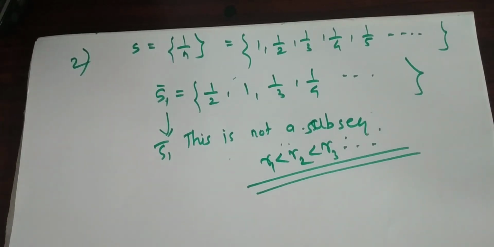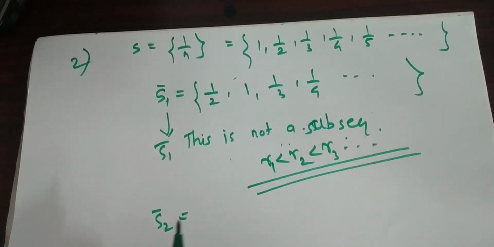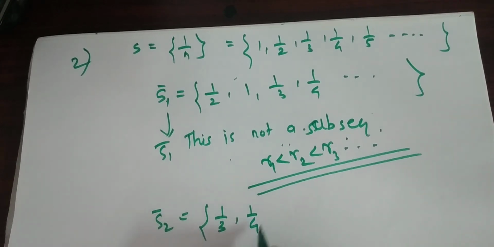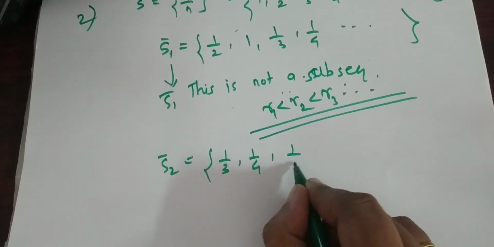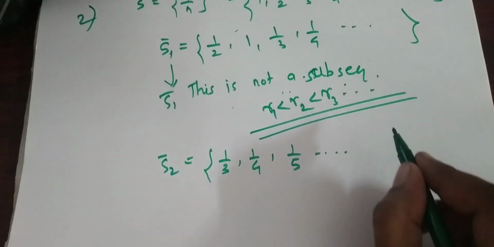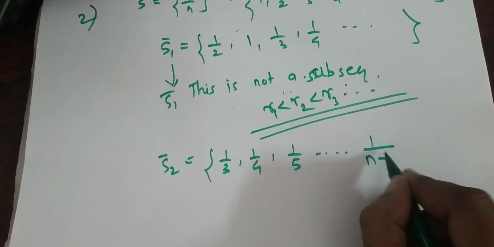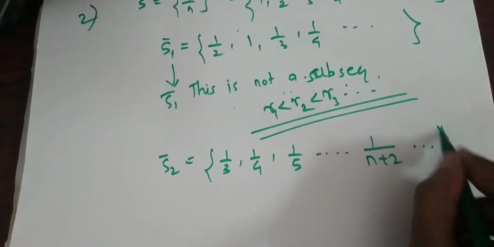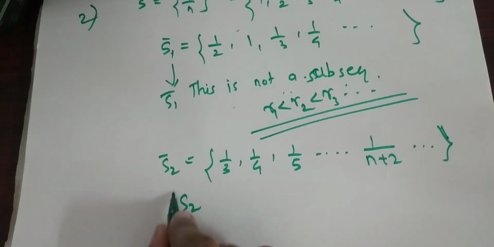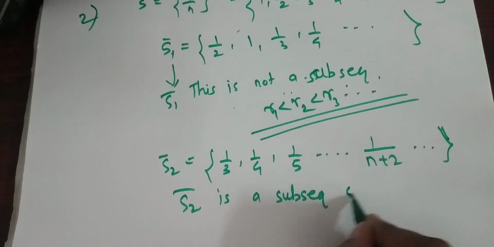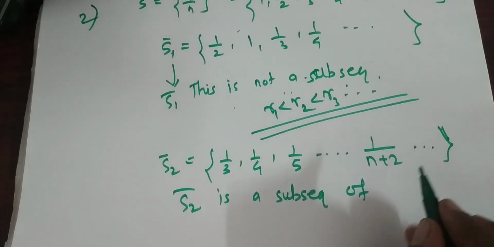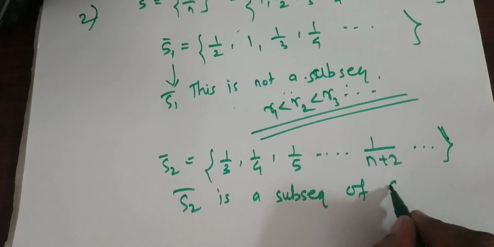अंडरस्टूड. आता आपण दुसरी एक सिक्वेन्स घेऊया S2 बार. ही सबसिक्वेन्स आहे का. 1 by 3, 1 by 4, 1 by 5. Yes, 1 upon n plus 2. This is a subsequence. S2 bar is a subsequence of S.